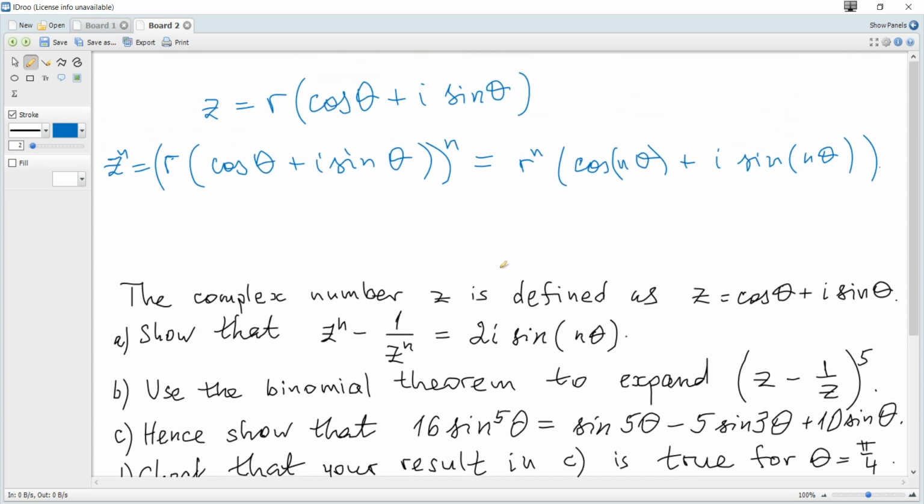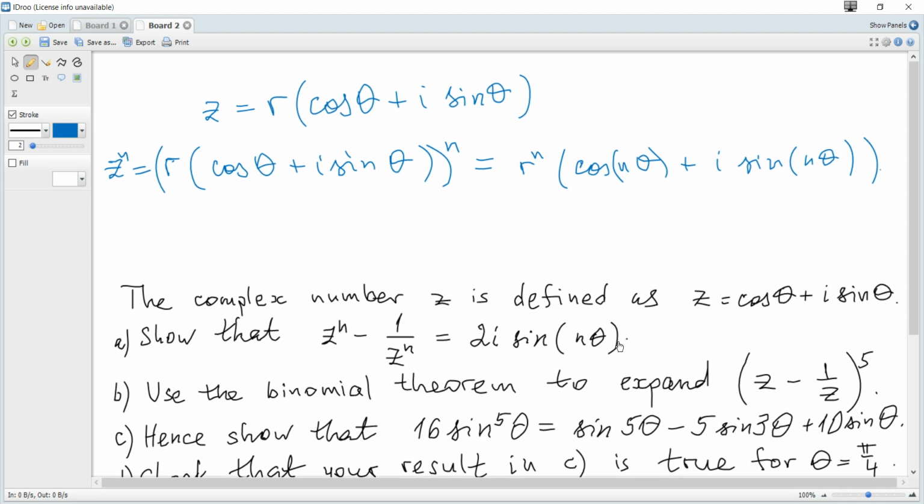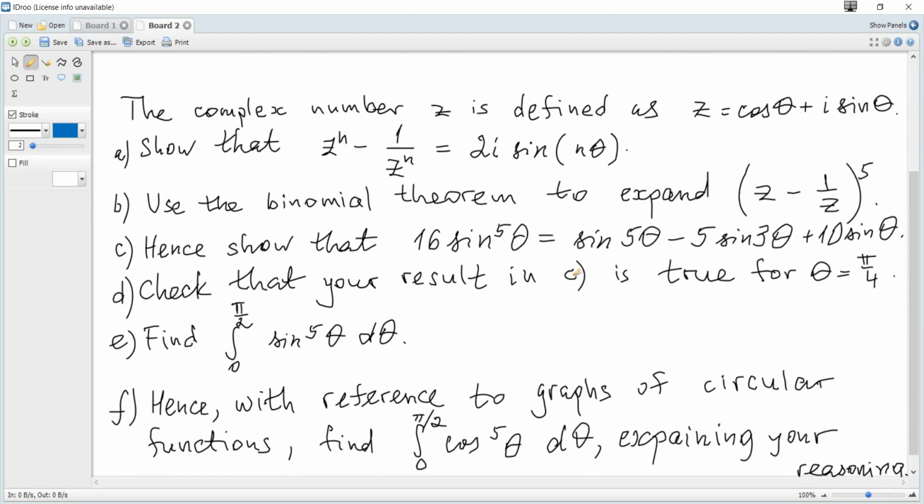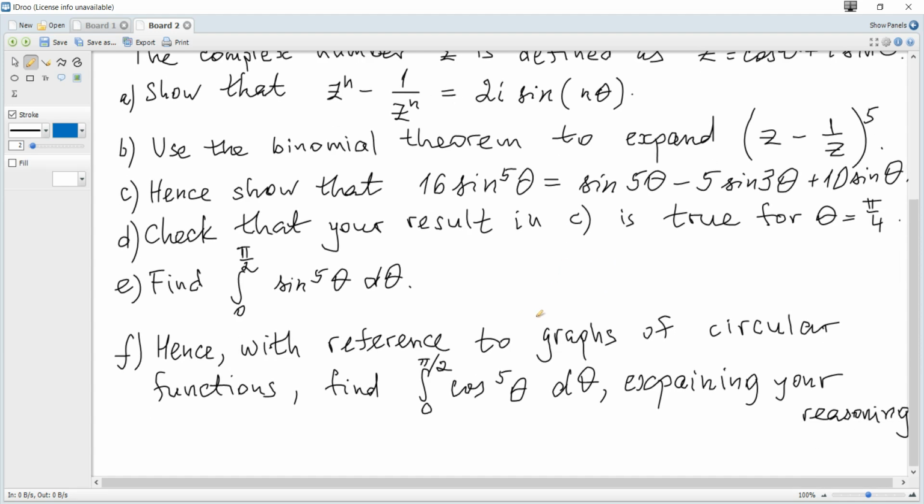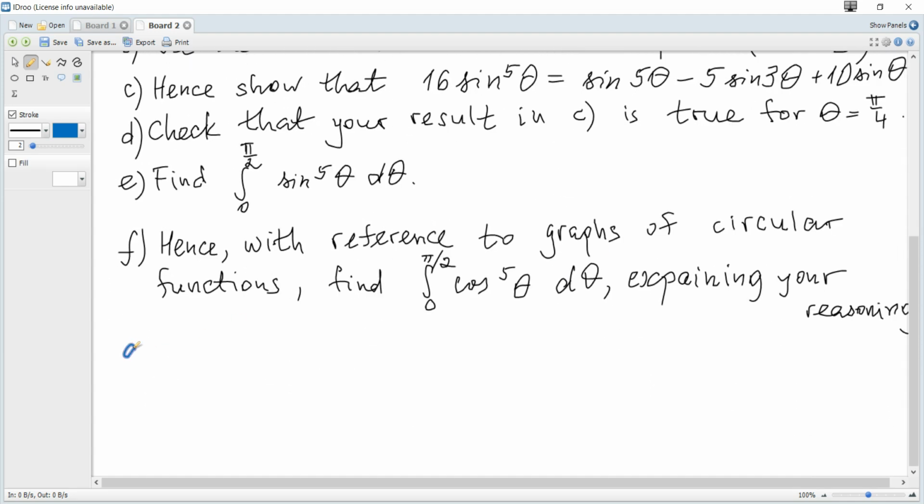The formula is given in the data booklet, and it says that a complex number given in modulus-argument form, r times cosine of theta plus i sine of theta, where r is the modulus and theta is the argument, when raised to the power n becomes the modulus to the power n multiplied by cosine of n theta plus i sine of n theta. We can use this formula here.